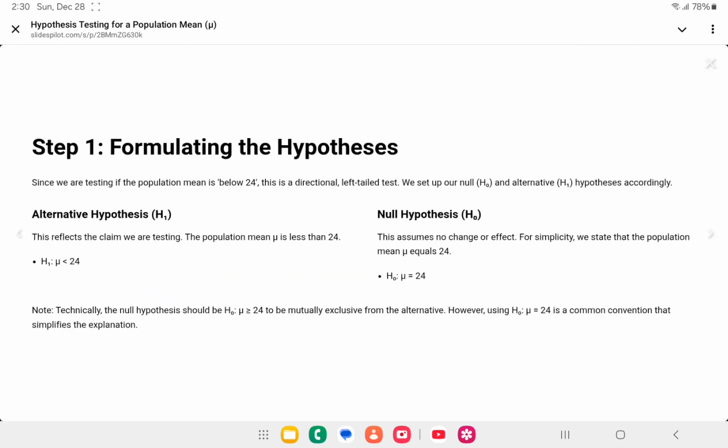Since we're testing if the population mean is below 24, the alternative hypothesis will be that the population mean mu is less than 24. For the null hypothesis, we will simply assume that there has been no change in the population mean so that mu equals 24. Note that technically, the null and alternative hypotheses are supposed to be mutually exclusive. In essence, the null should be mu greater than or equal to 24 here. However, to simplify our explanation, we will simply keep mu equal to 24.